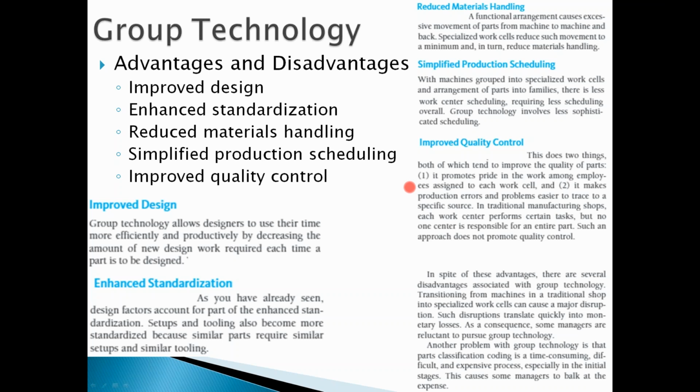Another problem with group technology is that part classification coding is a time-consuming, difficult, and expensive process, especially in the initial stage. This causes some managers to back away because of the expense. The time is so consuming to go from one group to another group, and the best way is sometimes not to do the grouping.